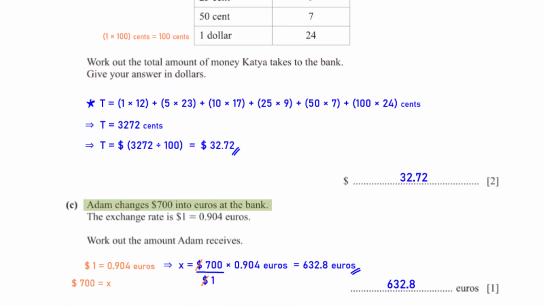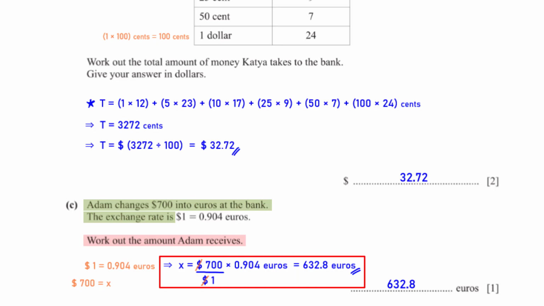Adam changes $700 into euros at the bank. The exchange rate is $1 equals 0.904 euros. Work out the amount Adam receives. We want to find the amount of euros Adam receives for $700, which is what we are calling X. When we cross-multiply and make X the subject, this is what we get, which is equal to 632.8 euros.